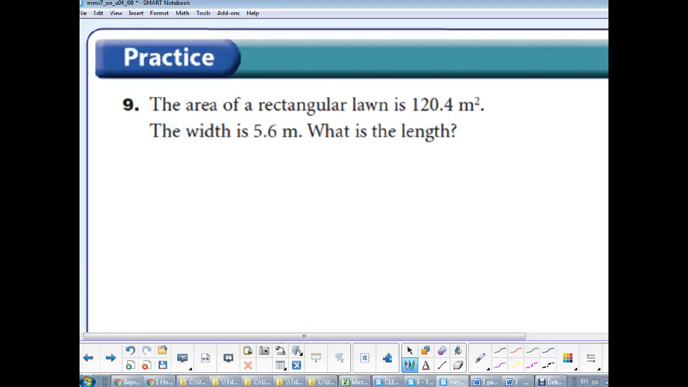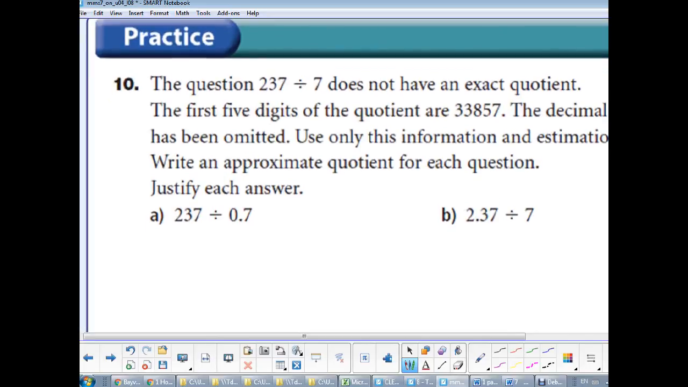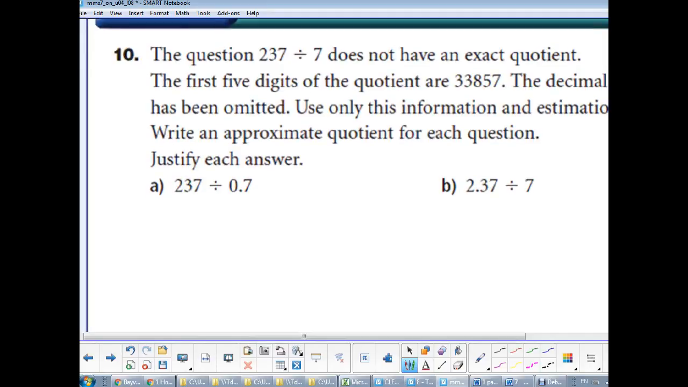And let's go to number 10. The question: 237 divided by 7 does not have an exact quotient, an exact answer. The first 5 digits of the quotient are these numbers here, 33857. The decimal point has been omitted. Use only this information, an estimation. Write an approximate quotient for each question and justify your answer.